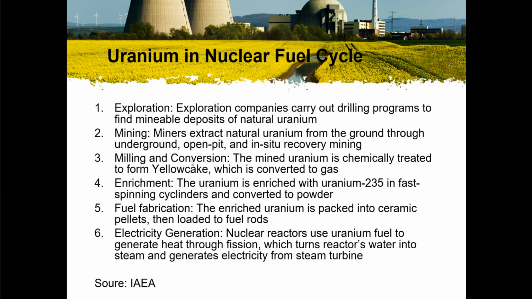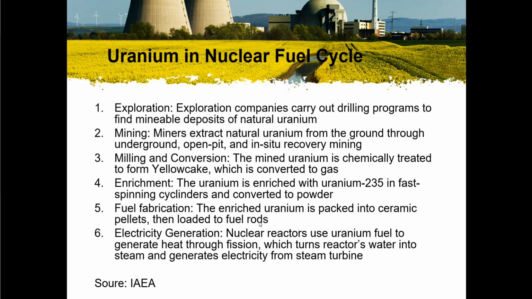Then after the conversion, it goes into the process of enrichment. Now this enrichment basically increases the percentage of this U235. The natural uranium has a low percentage of U235, and they increase the percentage so it can be used as nuclear fuel, right? So the uranium-235 is enriched in fast spinning cylinders and converted to powder. Then after that, it goes into fuel fabrication, right?